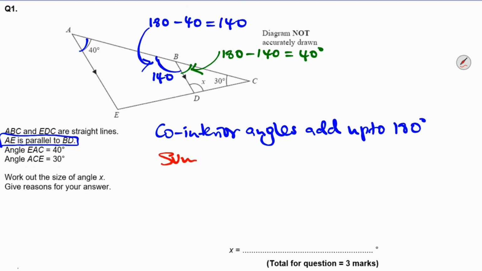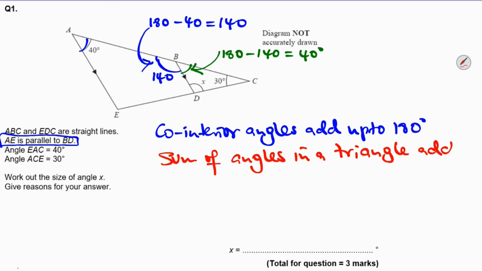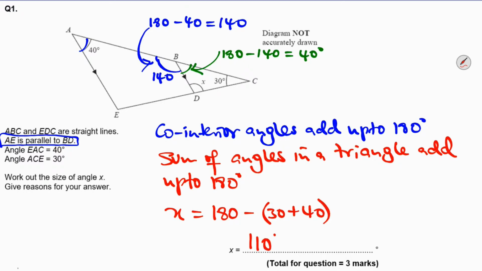Sum of angles in a triangle add up to 180 degrees. So which means to find angle X, we'll just subtract 30 and 40 from 180 degrees, which will be equal to 110 degrees. So remember, the other part of the question is to give reasons for your answer. And I have already given here two reasons. So the first reason is that, and the second reason is that.